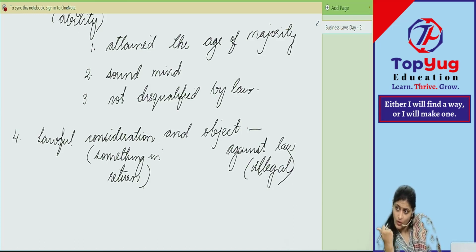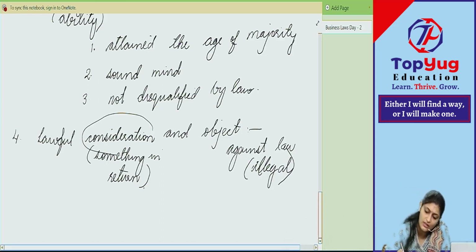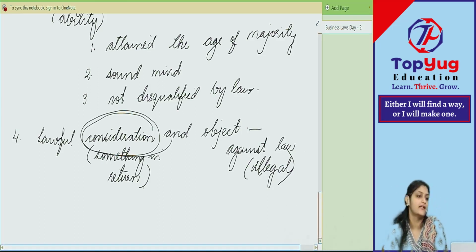In return, what is that I want? Drugs. Is it valid? Is it legal? No. Is it a valid contract now? Why? Because here consideration, something in return, is illegal. Got this point clear?